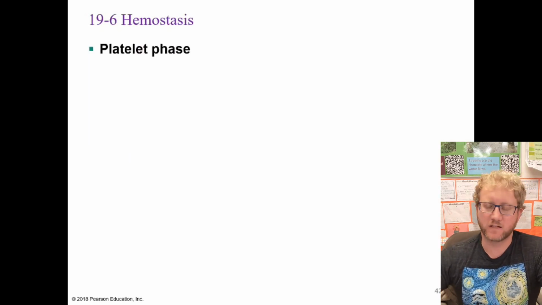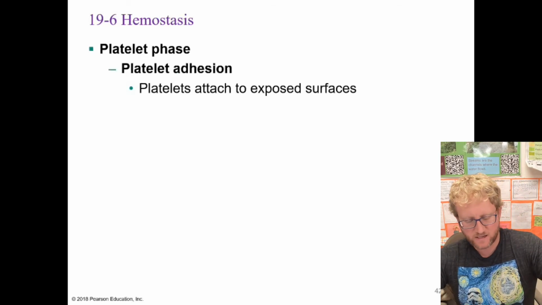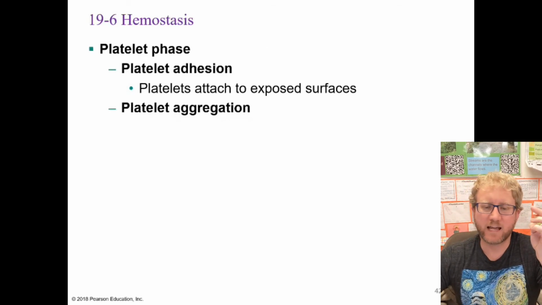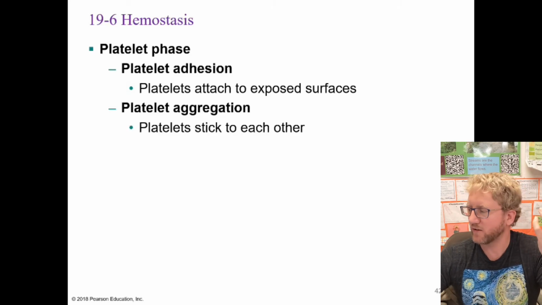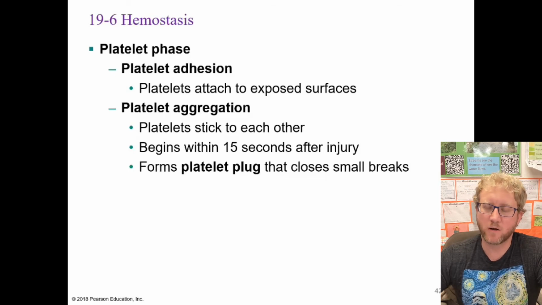In the platelet phase, the platelets begin to attach to the exposed surfaces. That's known as platelet adhesion. Okay. Then we have platelet aggregation, where the different platelets start to stick to each other, which happens pretty quickly, about 15 seconds after the injury is registered. And it forms a plug that closes small breaks.